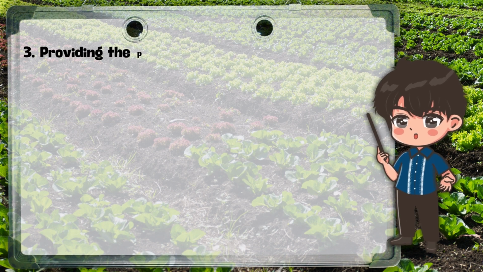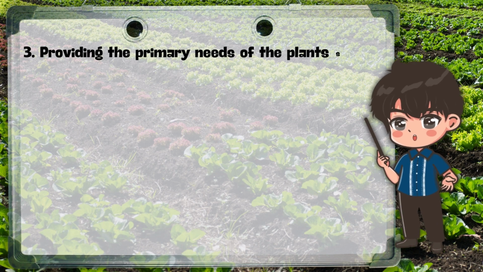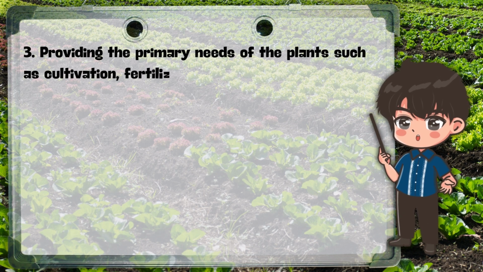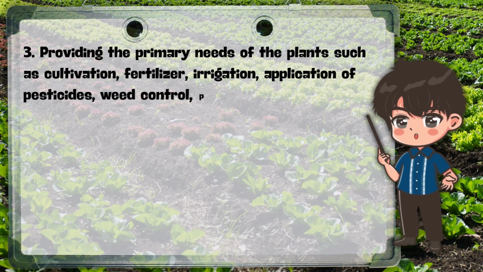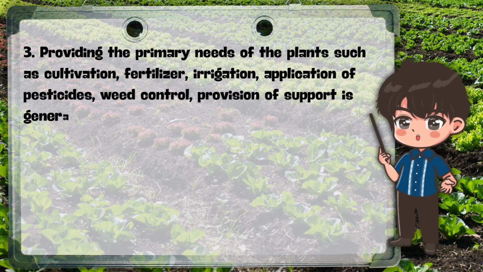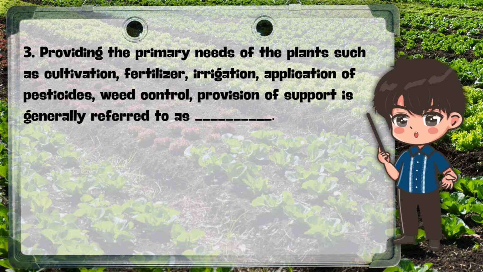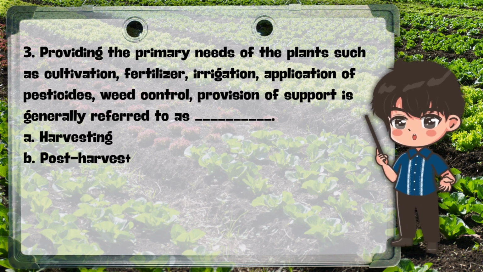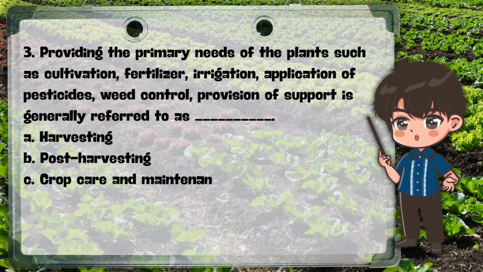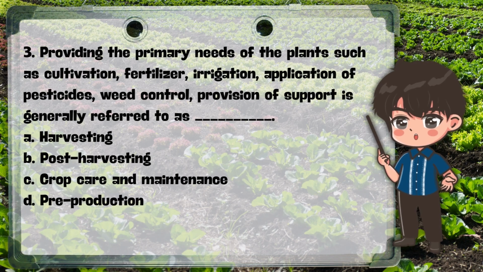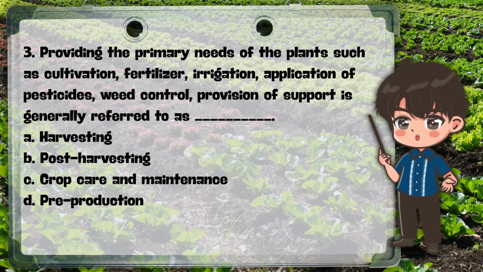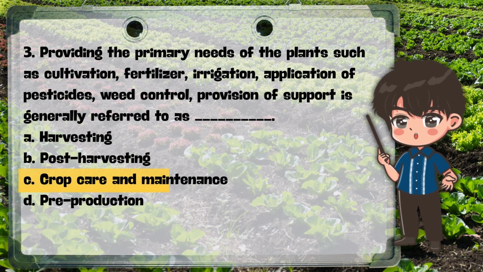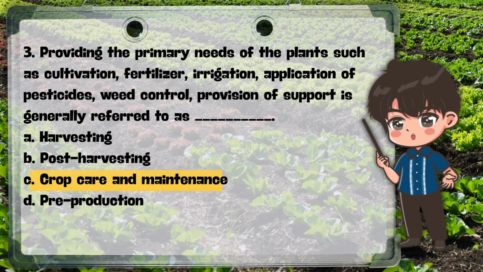Number 3. Providing the primary needs of the plants such as cultivation, fertilizer, irrigation, application of pesticides, weed control, provision of support is generally referred to as blank. A. Harvesting. B. Post-harvesting. C. Crop care and maintenance. D. Pre-production. The correct answer is, yes, very good, it is letter C, crop care and maintenance.